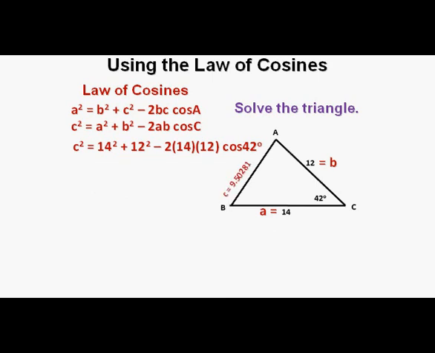Now here's a setup using the law of sines to find the sine of angle A. It's the sine of A over 14 equals the sine of 42 degrees over 9.50281. And cross multiplying, we have the sine of A equals 14 times the sine of 42 degrees divided by 9.50281. And here it is entered and calculated in the calculator.